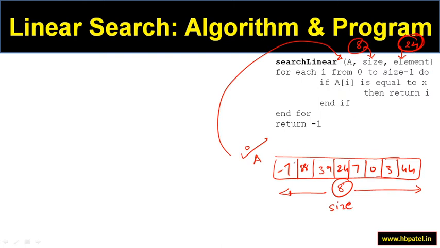So what will I be doing? First, these are all the indices: the 0th location, first, second, third, fourth, fifth, sixth, and seventh. So we'll start from 0 and we'll go up to size minus 1.